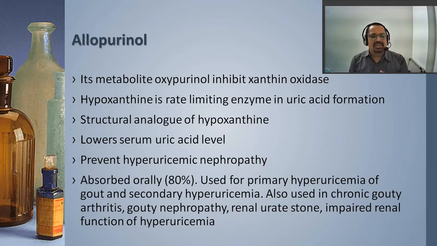It is an enzyme inhibitor type of drug. By inhibiting uric acid synthesis, it lowers the serum uric acid level. In this way, it prevents hyperuricemia and nephropathy. After oral administration, around 80% is absorbed. It is used for primary hyperuricemia, gout, secondary hyperuricemia, and also in chronic gout, arthritis, gouty nephritis, urinary stones, impaired renal functions, etc.